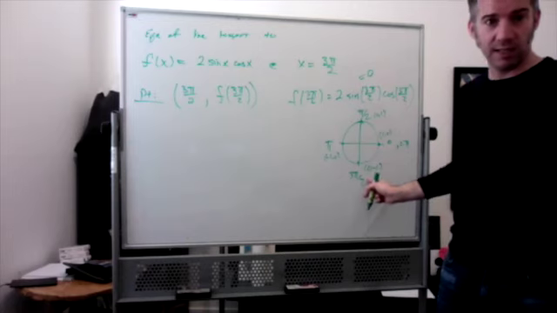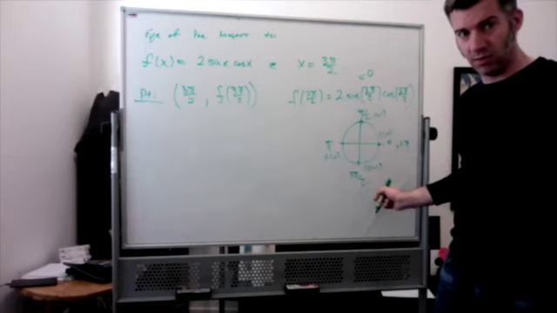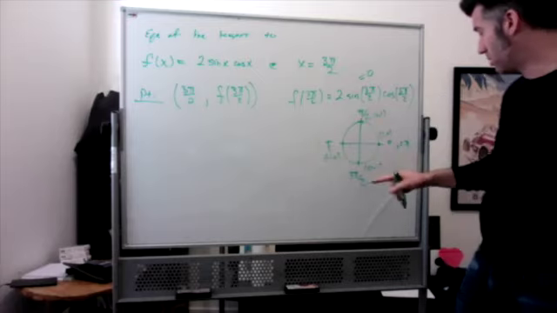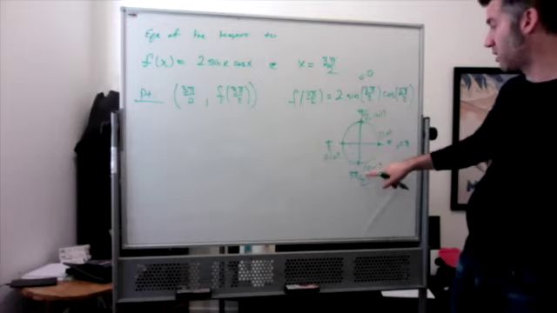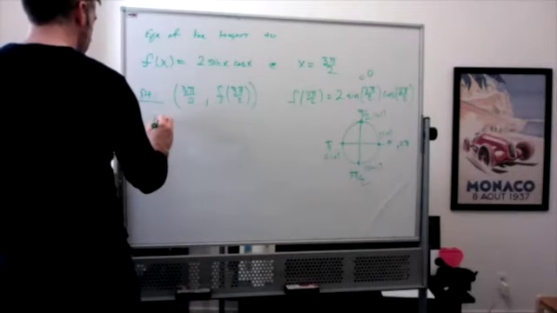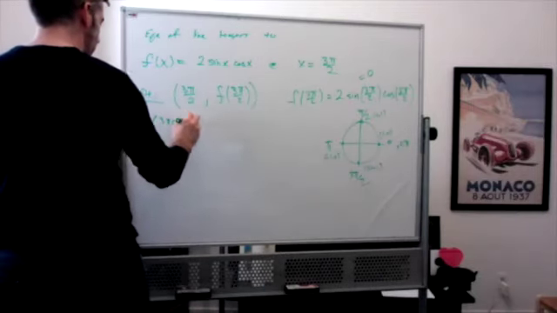Cosine is the x coordinate and sine is the y coordinate, right? It's alphabetical. Cosine comes before sine, x comes before y. So cosine of 3 pi over 2 is 0, which means this whole thing is 0. So our point is 3 pi over 2, comma 0.